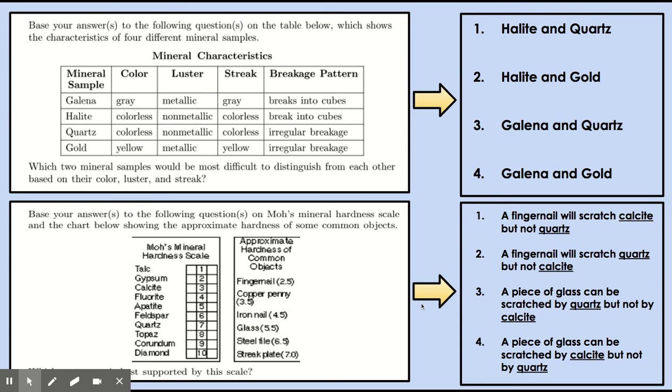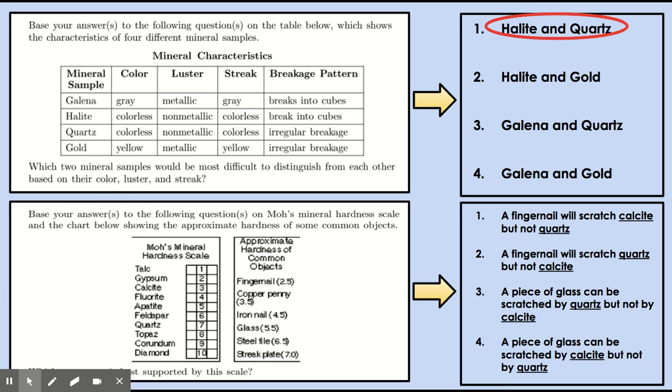On slide 5, you did the same thing. You used your table, but this time I gave you info from the tables. On the first question, it said which 2 mineral samples would be most difficult to distinguish from each other based on their color, luster, and streak. You should have noticed that halite and quartz are almost identical, except their breakage pattern. Halite breaks into cubes, quartz breaks in irregular ways. So that was your answer, because they're almost the same characteristic-wise.